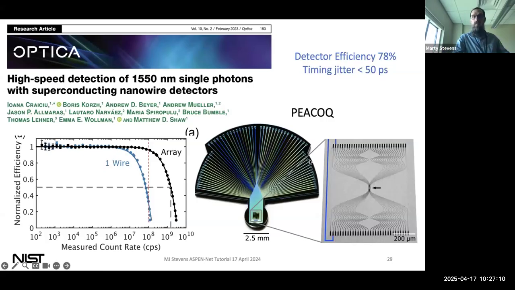Okay, so let me just try to briefly wrap up at the finish. There are some demonstrations of really high count rates. You see the measured count rate. This is a device from Matt Shaw's group at JPL. This device is called the Peacock. There's a bunch of letters that stand for things, I don't remember what they are, but you can see the device itself looks like the fan tail of a peacock. What it essentially is, is a whole bunch of wires meandering over the same area, and you can multiplex to get even higher rates. And so you can see count rates approaching the gigahertz here.